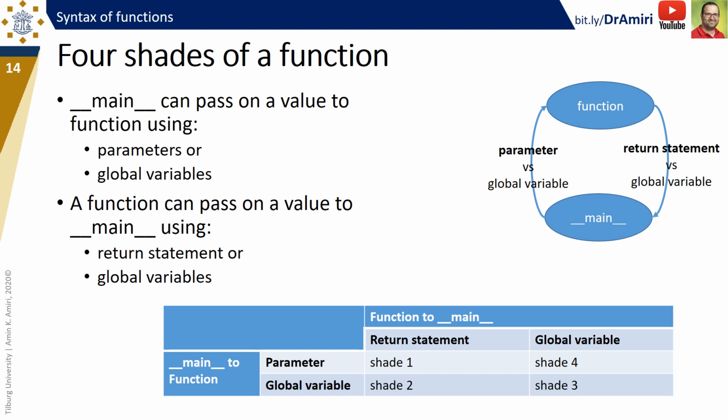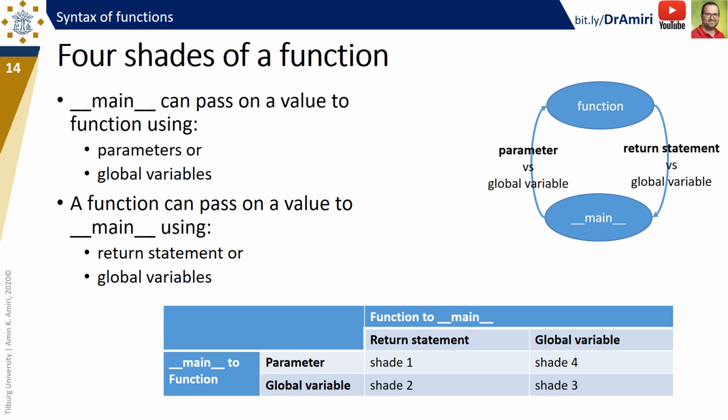Note that we can have 4 possible shades of a function. Main can pass on a value to a function using either parameters or global variables, as you just saw in the previous slide. A function can also pass on a value to main using return statements or global variables. However, note that if you use global variables, you are not going to see those advantages of reusability and code maintenance easiness, the advantages that I mentioned 2 slides ago.